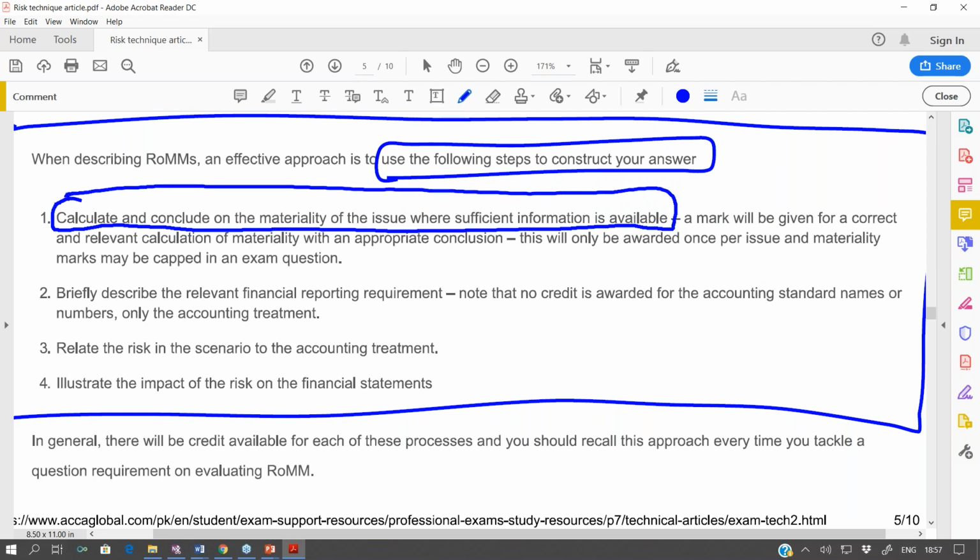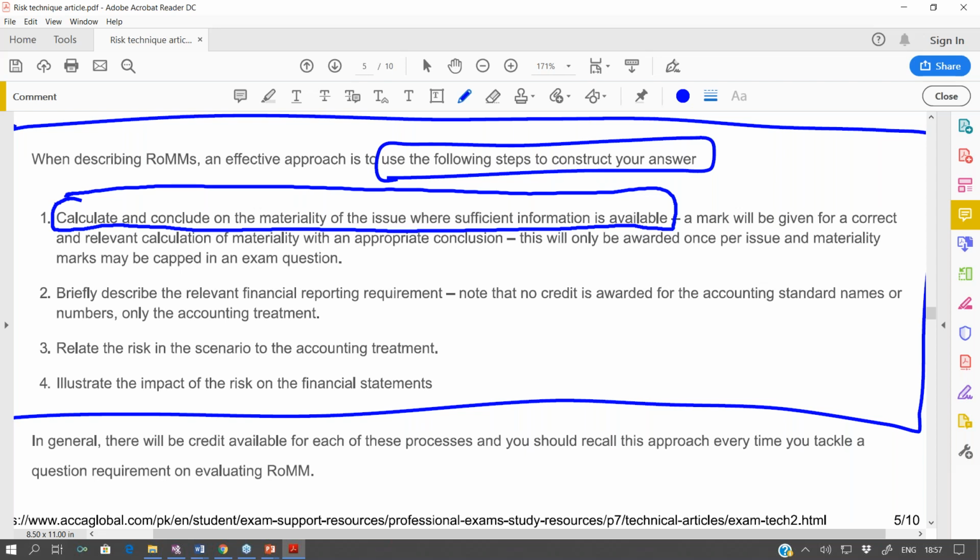Now, a lot of time when you're looking at the case, you find numbers. Where numbers are given, examiner is saying where sufficient information is available, right? So if the examiner says the share-based payment expense is not recorded, I cannot find the materiality because the number is not given. But if the examiner says the share-based payment expense of $5 million is not recorded, then I can find the materiality of the $5 million. So examiner is saying calculate and conclude on the materiality where sufficient information is available, right? So that's the first step of a question on risk of material misstatement.